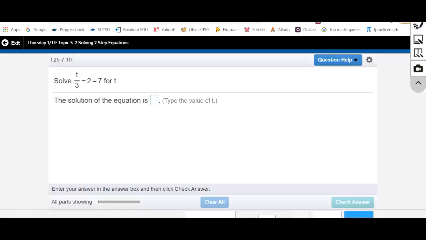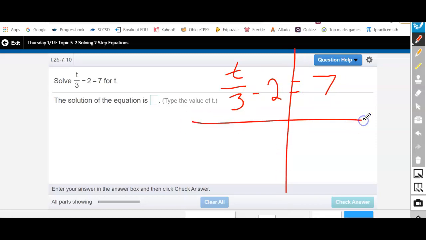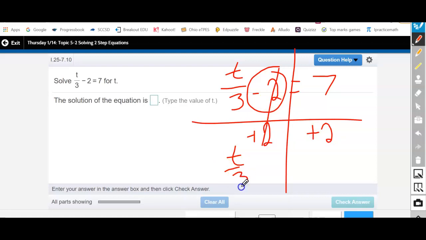Come back to that one here in a minute. Let's do this one. So we've got t over 3 minus 2 equals 7. So we make our t-chart. Once again, we got to get rid of addition subtraction first. So we're going to get rid of that minus 2 by adding 2 on both sides. Cancels that out, leaves me with t over 3 equals 9.